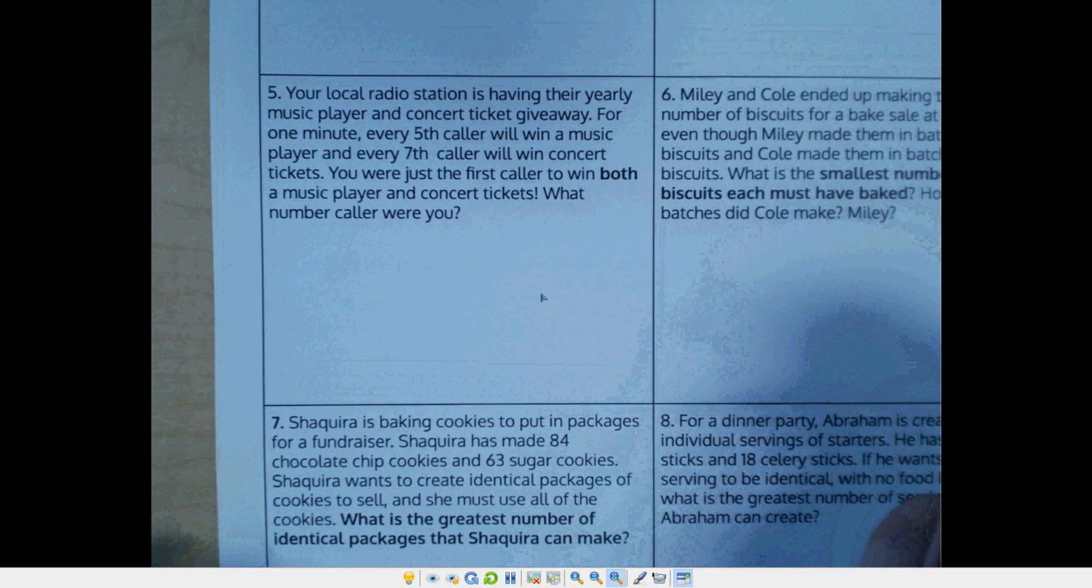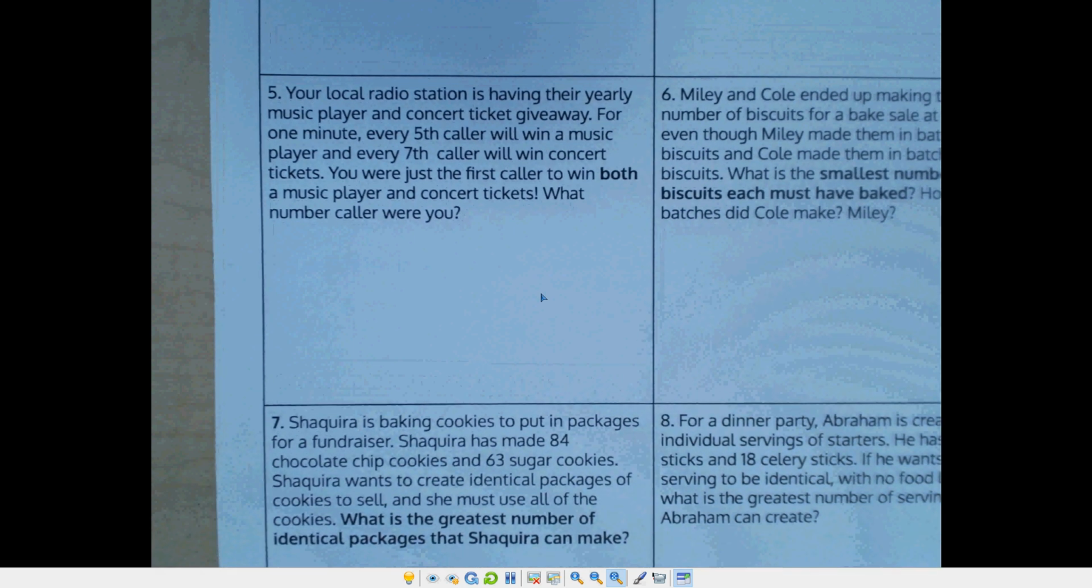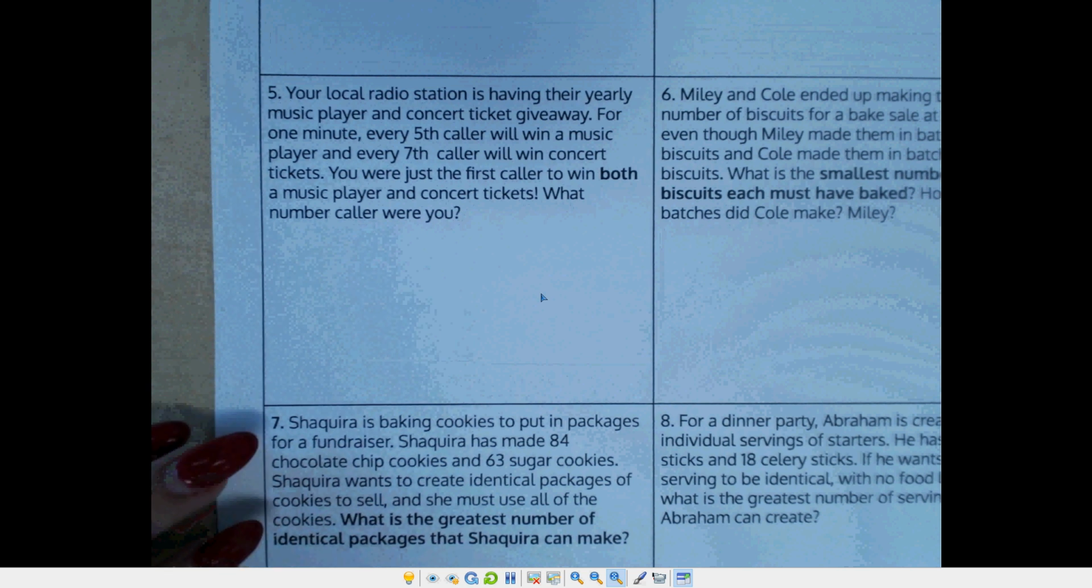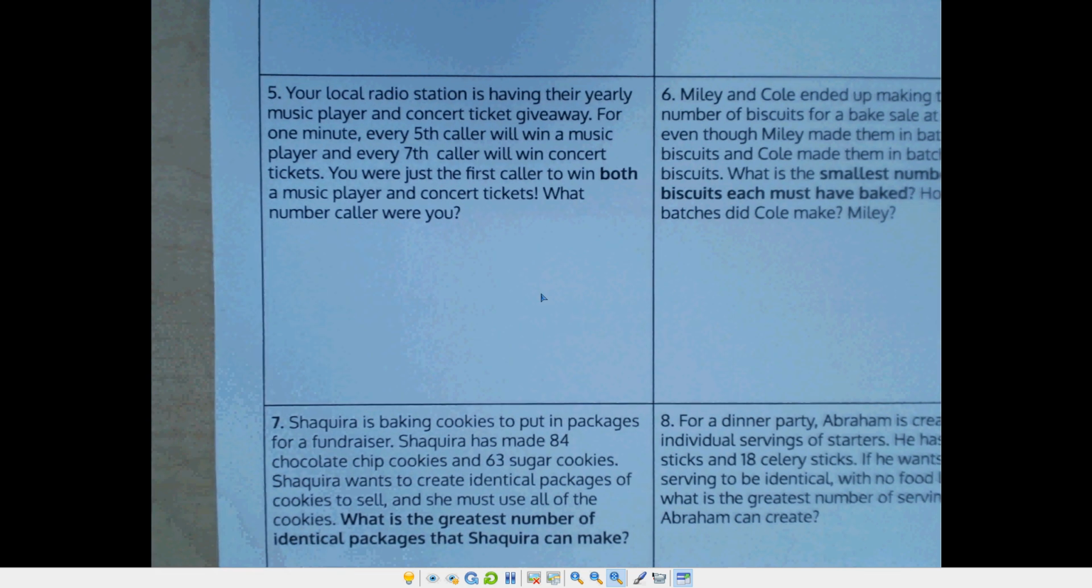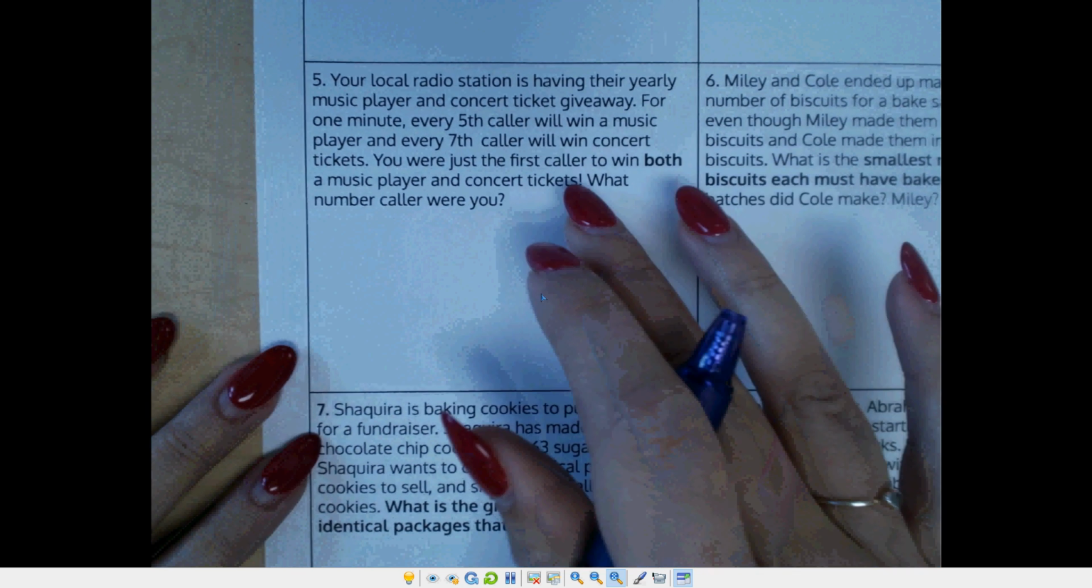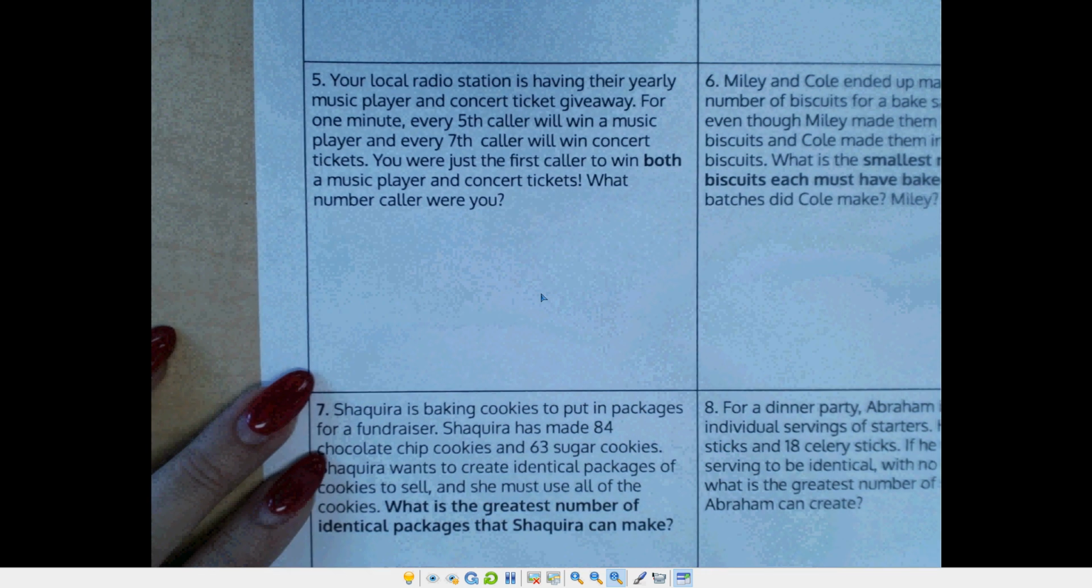Okay, so I'm going to show a video on how to solve for greatest common factor and least common multiple. So I'm going to look at our in-class sheet from the other day. So here I have our question.